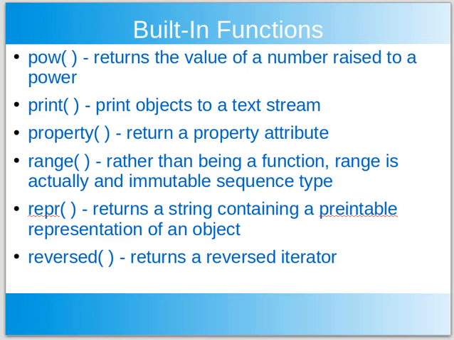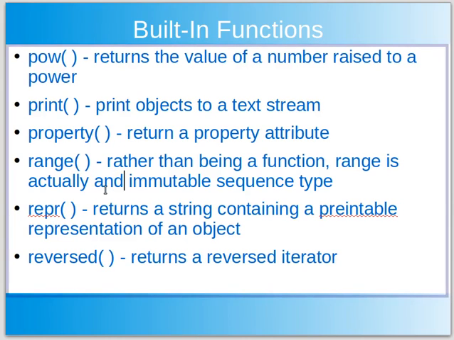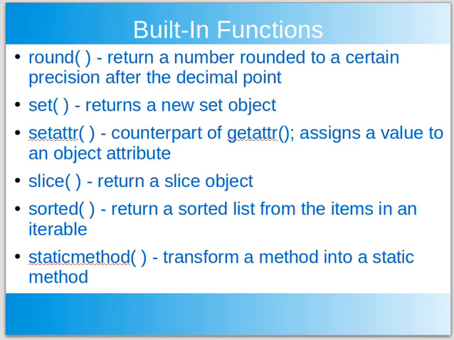Pow returns the value of a number raised to a power. Print prints objects to a text stream. Property returns a property attribute. Range, rather than being a function, is actually an immutable sequence type. Repr returns a string containing a printable representation of an object. Reversed returns a reversed iterator. Round returns a number rounded to a certain precision after the decimal point. Set returns a new set object.